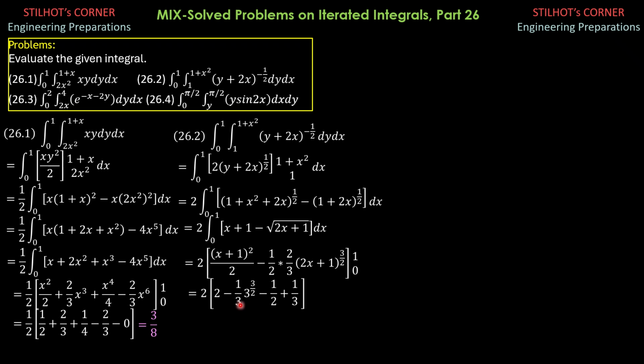So 2 minus 1 half plus 1 third, that's 11 over 6. So 2 times quantity 11 over 6 minus square root of 3. This is 1 third of 3 square root of 3. So square root of 3. So finally, this is 2 times quantity 11 minus 6 square root of 3 over 6. And that is 1 third quantity 11 minus 6 square root of 3.